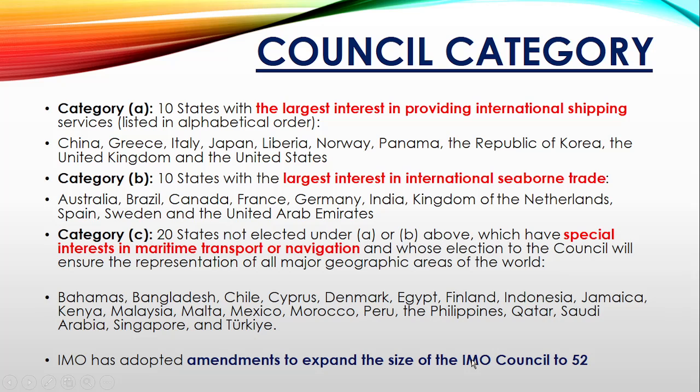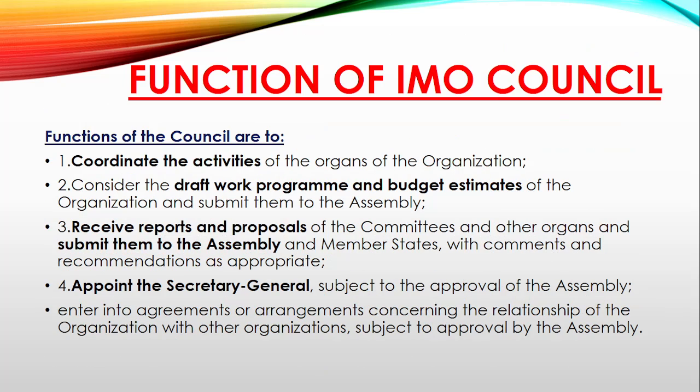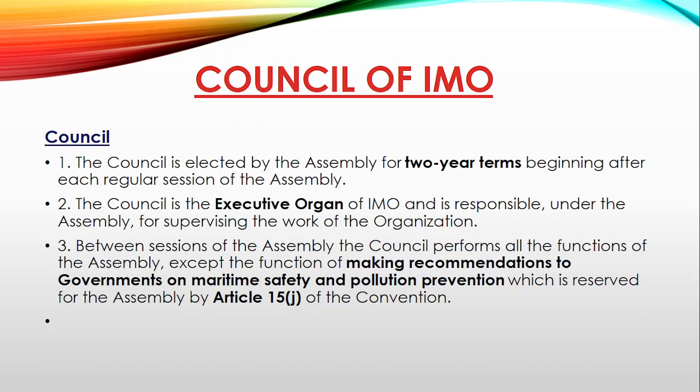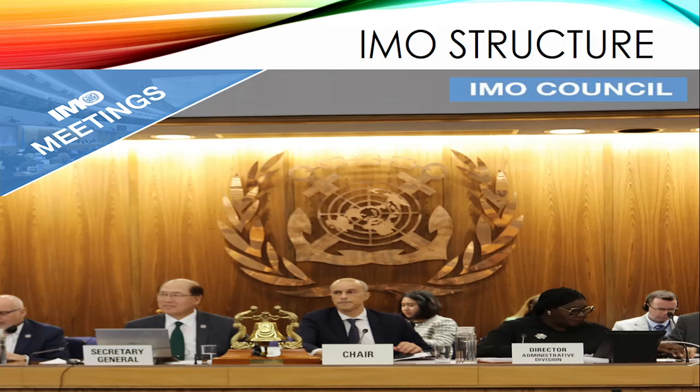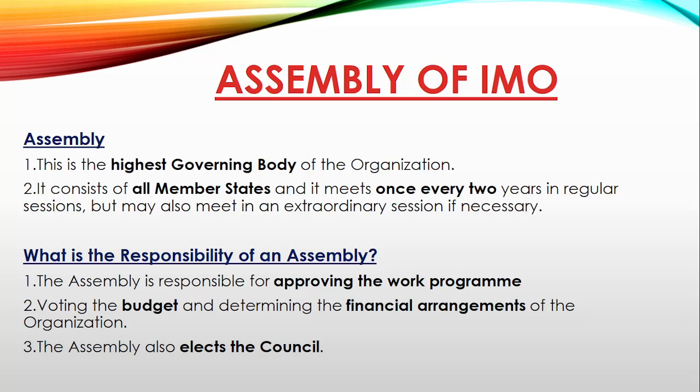It means that the council, which used to have 40 member states, will in the upcoming period be expanded to 52. So these are the basic things about the assembly and council you should know. I hope in today's video you have learned what the function of the council is, what the categories of the council are, what the council is, what the assembly is, and what the responsibility of the assembly is.